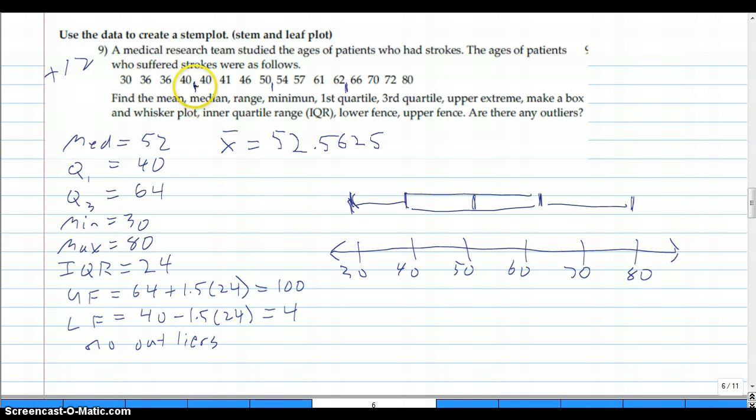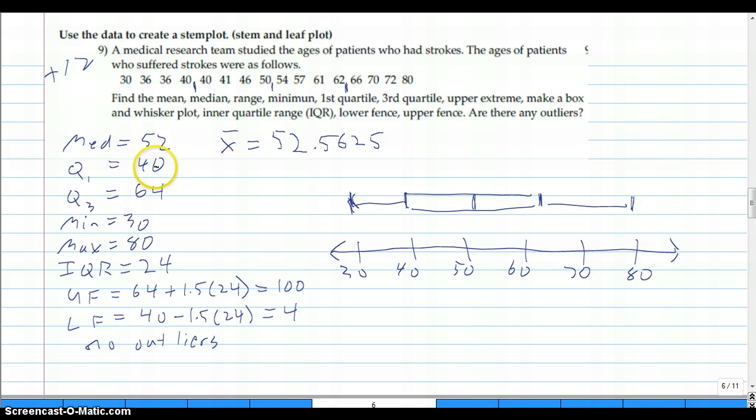Quartile 1 is right here, halfway. So if there's 8 on the bottom, 8 on the top, it's right there. The median of the top half is between 62 and 66, which puts quartile 3 at 64. So the least value is 30, the highest is 80.